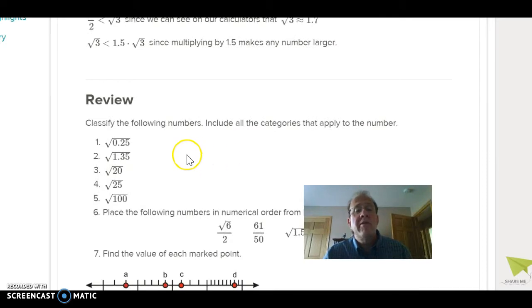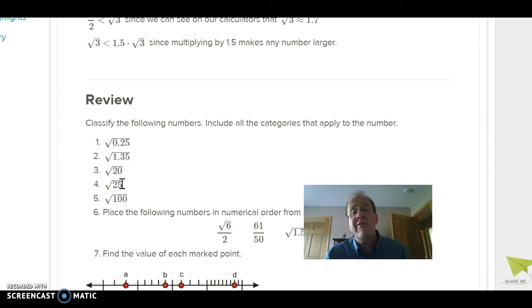Okay, so what I'd like you to do here, if we look at our review, is what kind of numbers are these? Well, it turns out square root of 0.25 is 0.5. Okay, that's a rational and a real number. Square root of 1.35 comes out as a decimal, so that's irrational and a real number. Square root of 20 comes out as a decimal. That's irrational and a real number because it's a square root that comes out as a decimal.